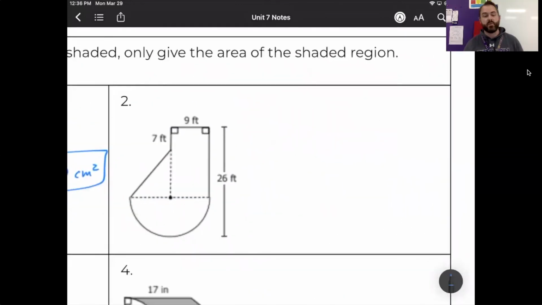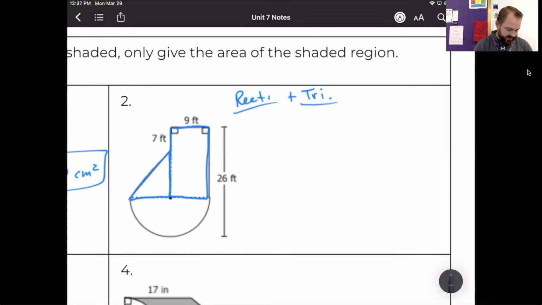On number 2 here, we actually have 3 different simple shapes we're putting together to create this one composite figure. We've got a rectangle, we have a triangle, and then we have a semicircle, or half of a circle. So we're going to combine those areas. Let's go over our area formulas for each one.